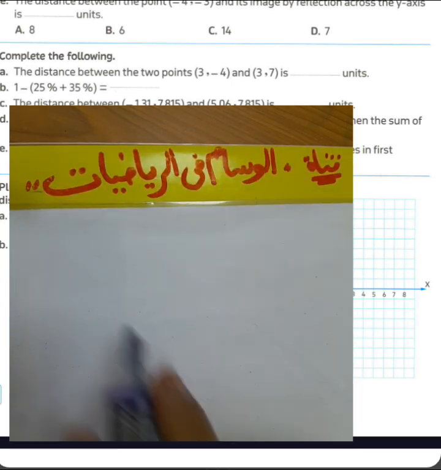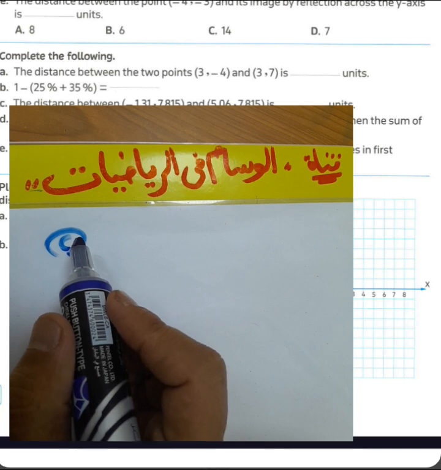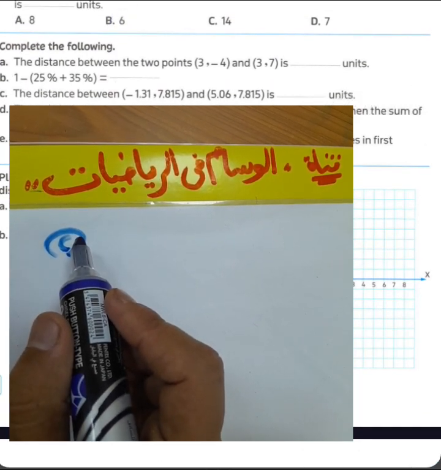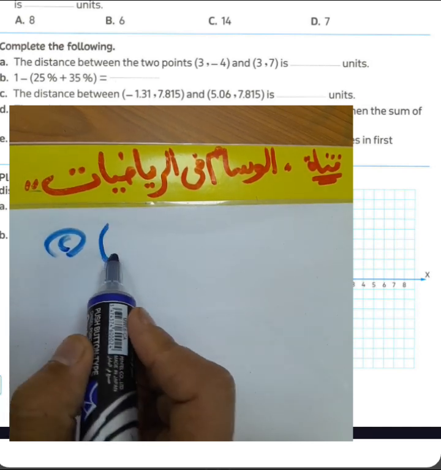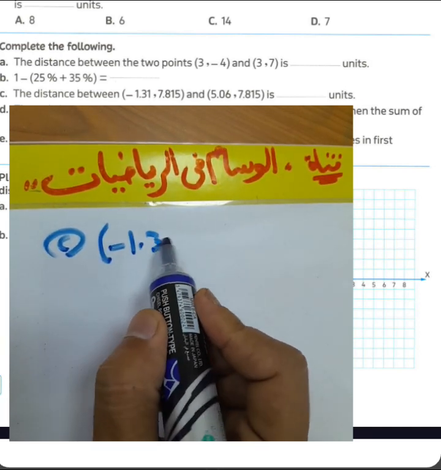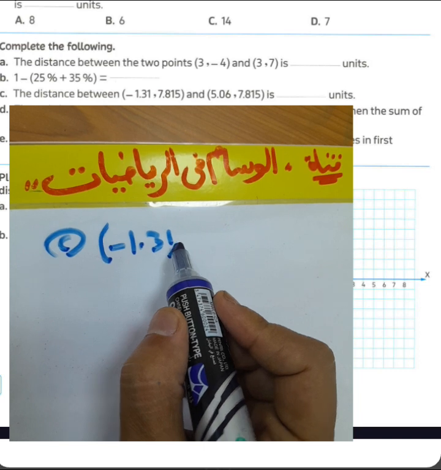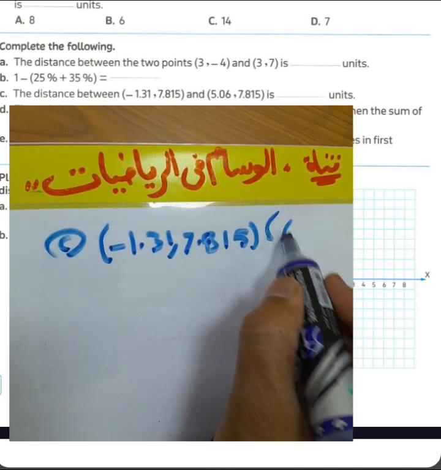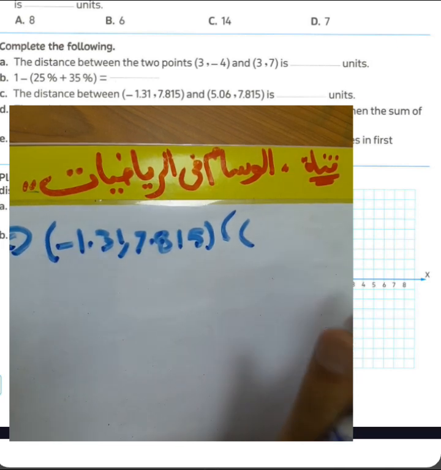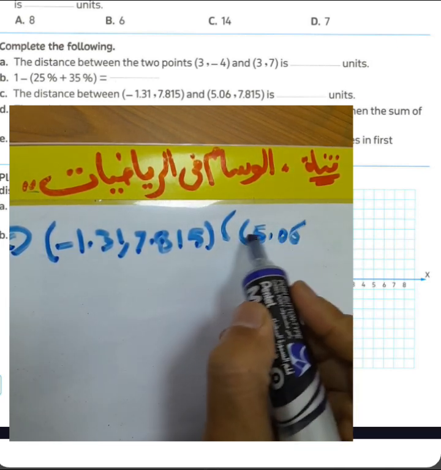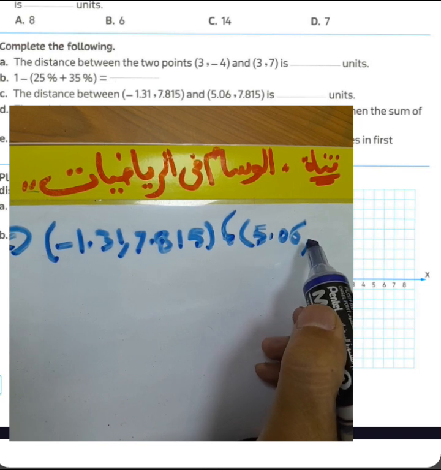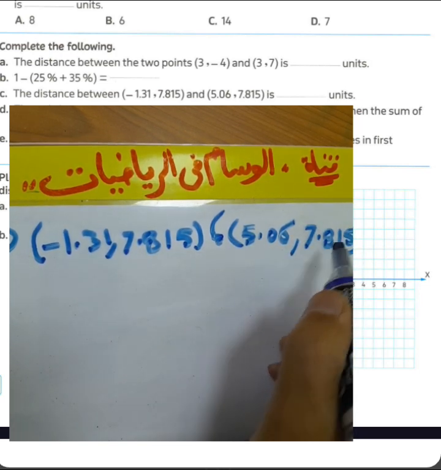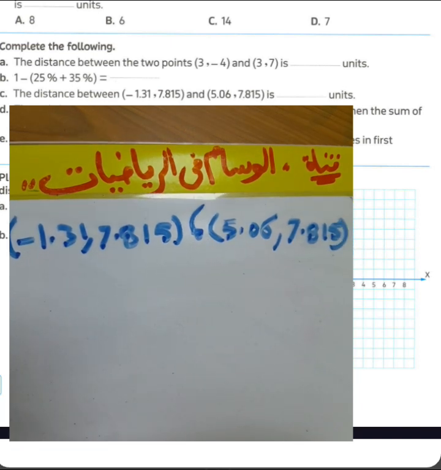Next question, letter C. The distance between 2 points is blank. We have first point negative 1.311 and 7.8115. It's the first point, and the second point here 5.06 and 7.8115. We can find the distance between 2 points here.